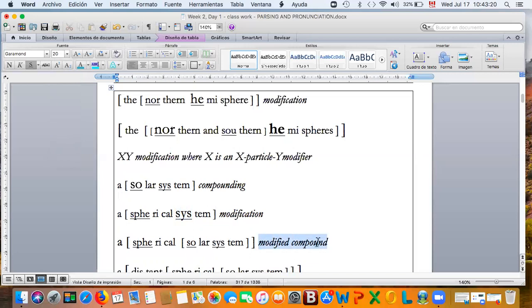Now, what happens if we complicate things a little bit? Suppose we have a compound, but that compound is modified. Well, we already know that solar system is the pronunciation of that compound. And what is that solar system like? Well, if you want to describe that solar system, we find that it's spherical. So, how do we do this? We know that this here takes an extra accent so that we know that we have a compound, solar system. And we know that this here, the modifier, should be lower than whatever it modifies. So that gives us, in fact, a spherical solar system.